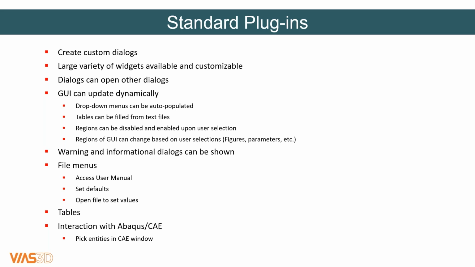You can issue warning and informational messages, which can be very helpful for the user. There is obviously a large quantity of widgets available within the Abaqus GUI toolkit, such as tables and so forth. We can put file menus in. From a file menu, maybe you want to access some type of user's manual or some other type of document. You can put these different menu buttons in, and then you can interact with Abaqus CAE as well.